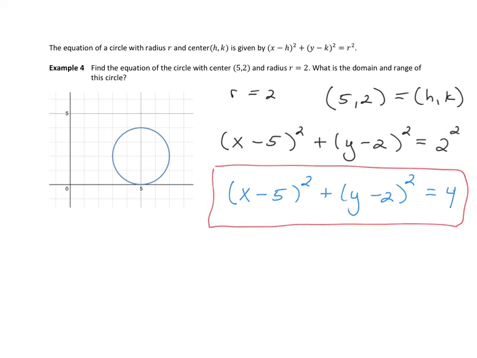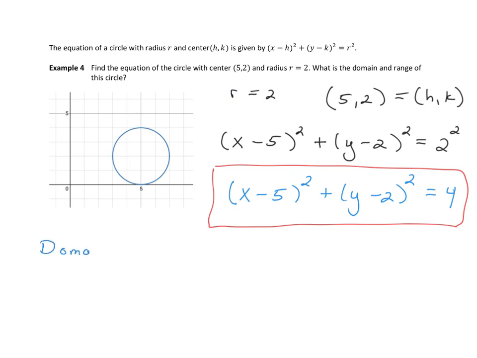In fact, it's kind of nice to leave the answer like this because you can see where the center is located. It's the x and the y value that make these two terms equal 0. And the radius will be the square root of 4, which is 2. One last thing, what is the domain and range of this circle?